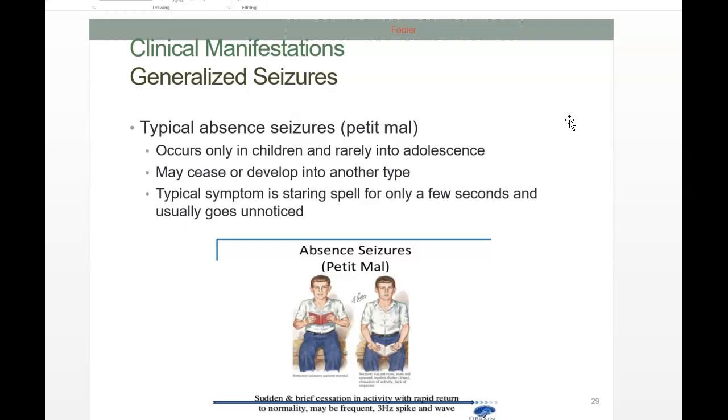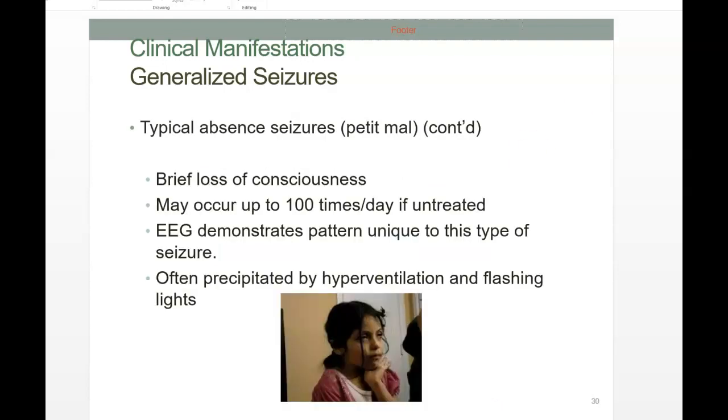The typical symptom is staring spells for only a few seconds, and they usually go unnoticed. You also might see a brief loss of consciousness. The person's not aware of it. It can occur up to 100 times a day if untreated. An EEG usually demonstrates a pattern unique to this type of seizure. It is often precipitated by hyperventilation and flashing lights.